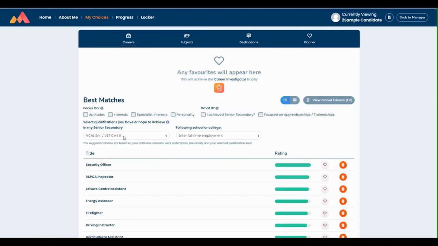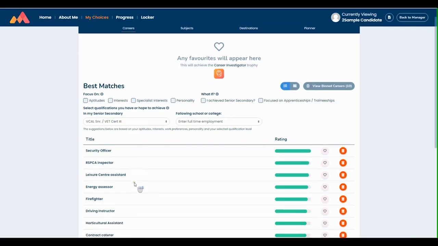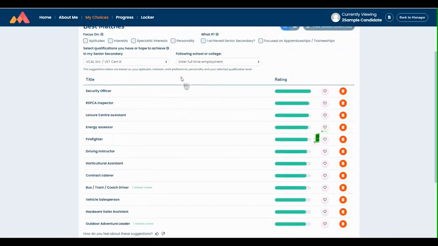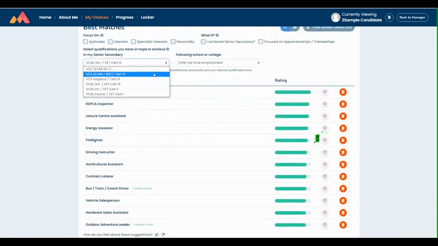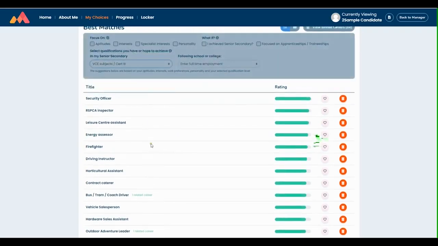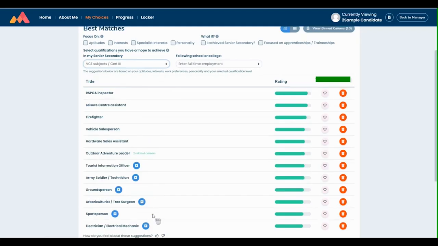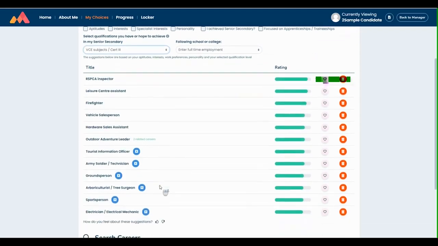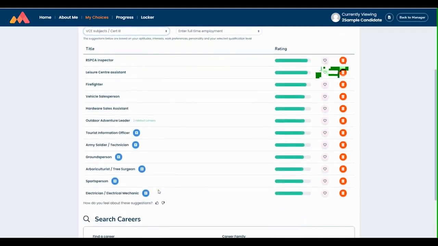Now if you don't offer VCAL at school, you could either leave it as it is and work on the VET options, or you could choose to change the setting. So if we look at the careers here, there's a range of careers. If we change the setting, say to VCE subjects, that would change, and some different careers would come in which would require a little bit more academic attainment, or at least academic orientation.